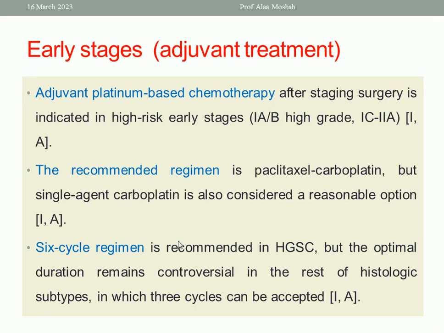How many cycles? A 6 cycle regimen is recommended in high-grade serous carcinoma, but the optimal duration remains controversial in the rest of histological subtypes. So in high-grade serous carcinoma, you should give a 6 cycle regimen. What about the other histologic subtypes? There may be 3 cycles. Yes, it can be accepted. But remember, in high-grade serous carcinoma, a 6 cycle regimen is recommended.